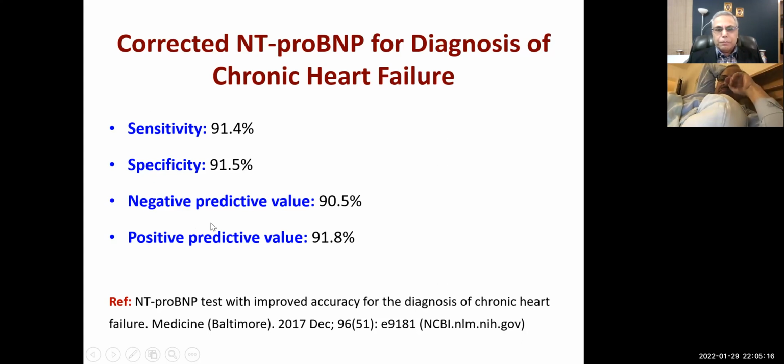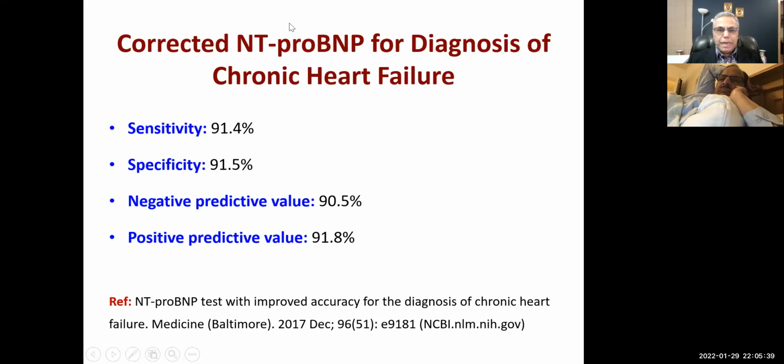And we have the negative predictive value and the positive predictive value, which means, for example, the positive predictive value means that if the test is positive, what is the probability that the patient has the disease, right? And it depends upon the prevalence of the disease as well. So that was the answer to the first question.